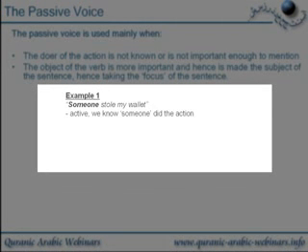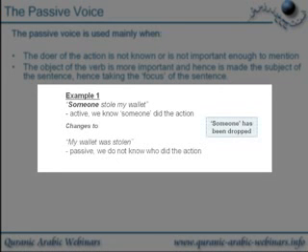So example 1 here, someone stole my wallet. So this is active because we know someone did the action. Now if we drop the someone, then we've got my wallet was stolen. So here the word stolen is in the passive voice. Okay, and the reason it's swapped into the passive voice is because we now don't know who did the action.